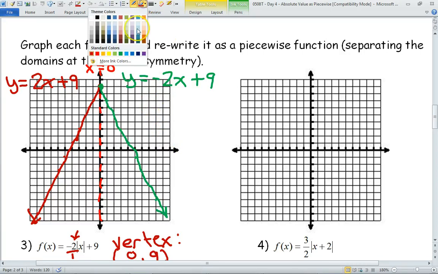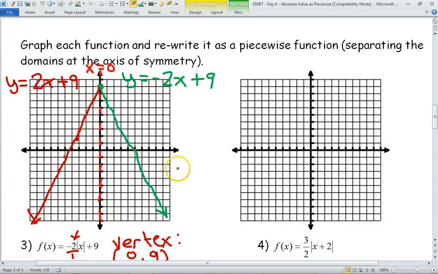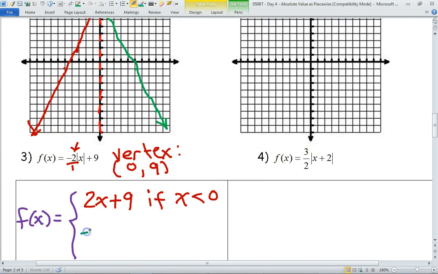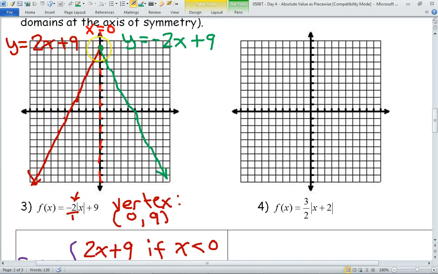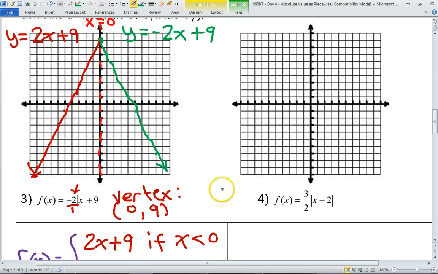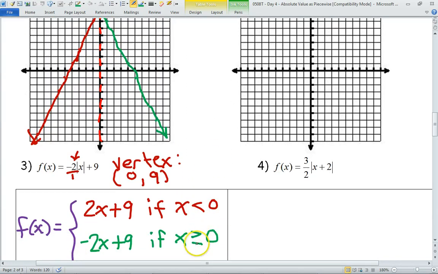Now let's do the green part. Negative 2x plus 9 to the right of 0. So negative 2x plus 9 if x is greater than or equal to 0. Now if you didn't catch it earlier, you might be sitting there thinking, well, wait a minute. He made the first one less than, but he made the second one greater than or equal to. Why is one equal to and one's not? Looking at the V, they look the same. There's no open circles, there are no closed circles, it's just a V. How do I know which one to make less than and which one to make or equal to?